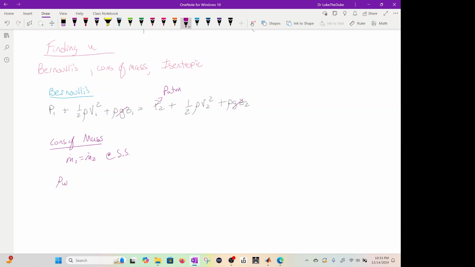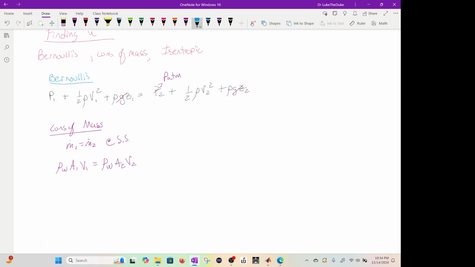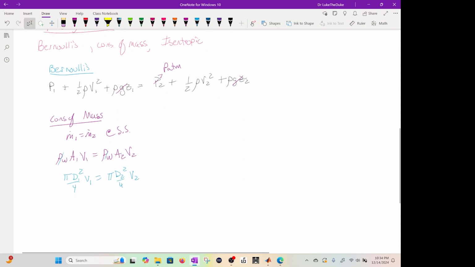We have rho_w A1 V1 equals rho_w A2 V2. The densities will cancel. So we have pi d1 squared over 4 times V1 equals pi d2 squared over 4 times V2. The pi's cancel, and we can solve for V1 in terms of V2, which is d2 squared over d1 squared times V2.